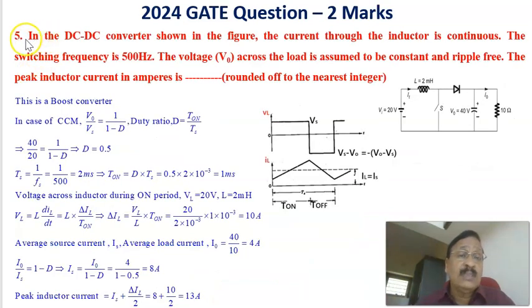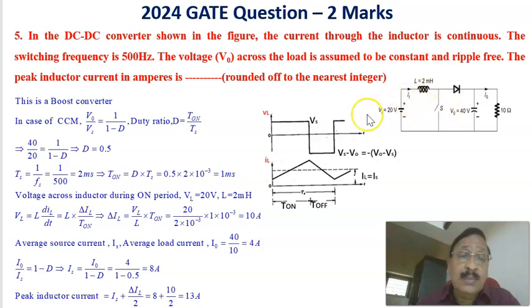Now, the next problem, problem 5, is a 2024 GATE question that also carries 2 marks. In the DC to DC converter shown in the figure, the current through the inductor is continuous and the switching frequency is 500 Hz. The voltage V0 across the load is assumed to be constant and ripple free. The peak inductor current in ampere is to be rounded off to the nearest integer. That is the question, for the circuit diagram given here.